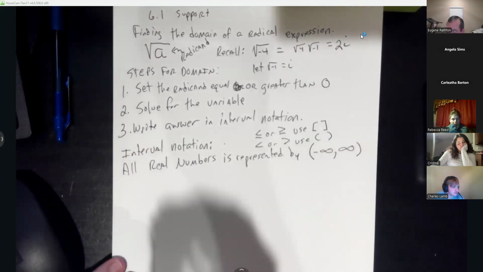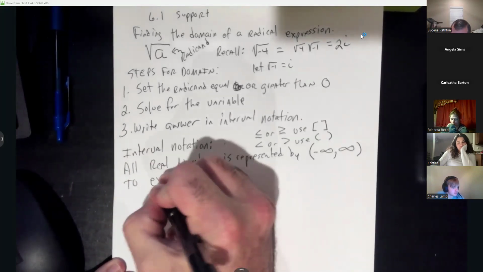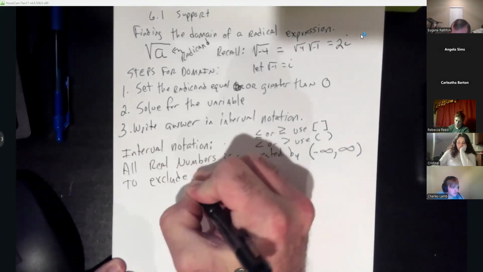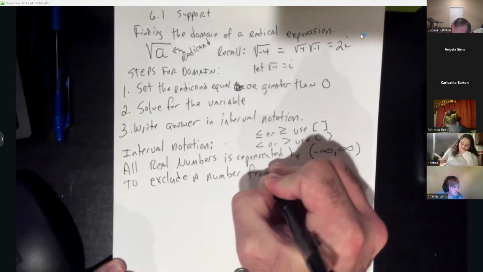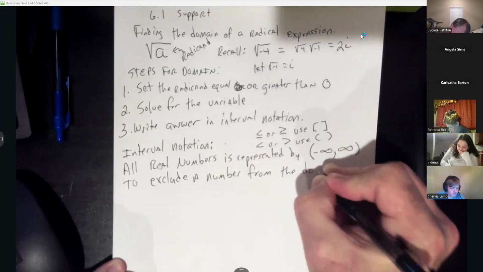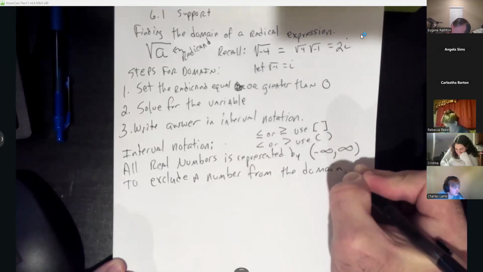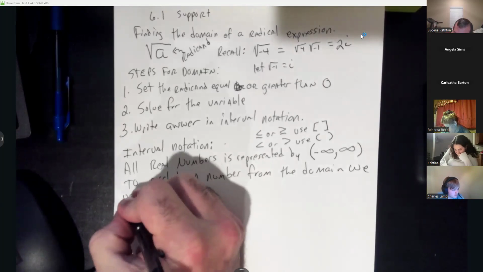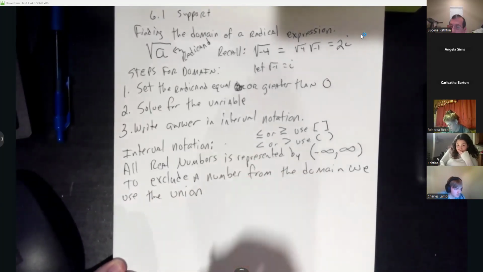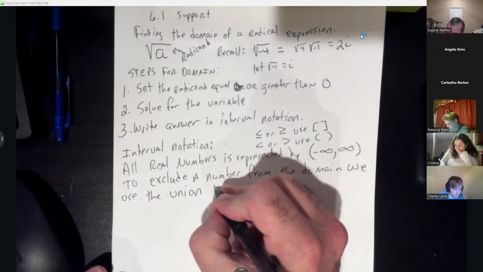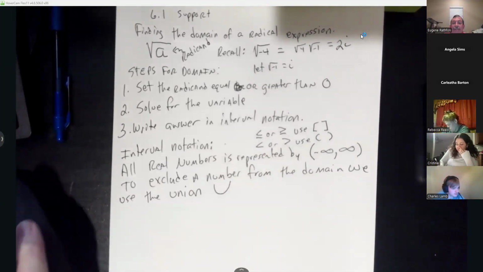Now, to exclude a number from the domain, we use the union. So in math, the union looks like a U.